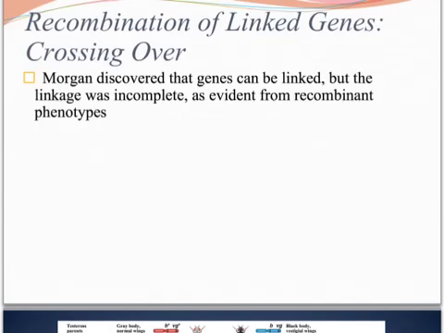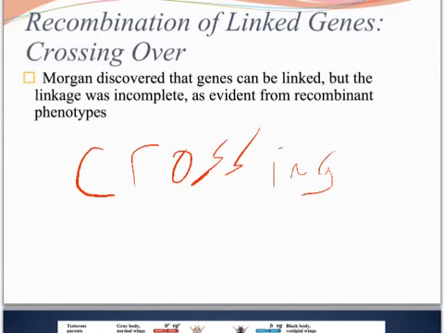One of the things that he finds, obviously, is that the linkage is incomplete. Morgan proposed that some process must sometimes break the connection between genes on the same chromosome. We talked about this process already in the previous chapter, and that mechanism is crossing over. So he makes a prediction about crossing over before it's actually discovered.